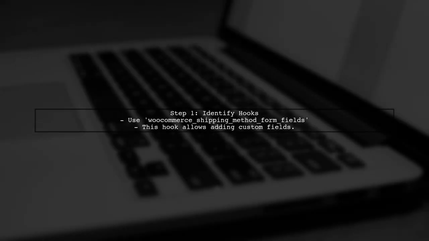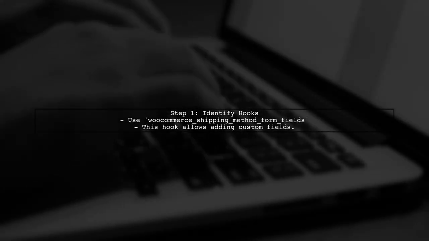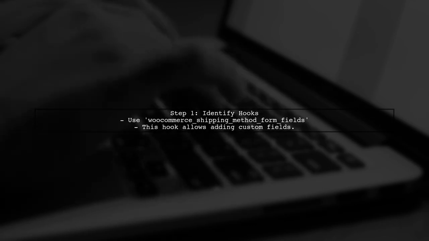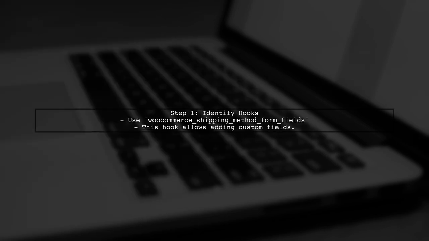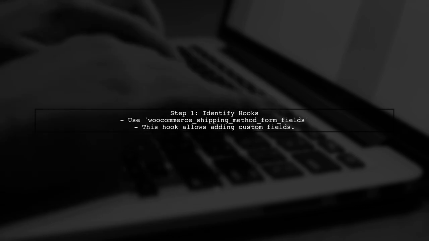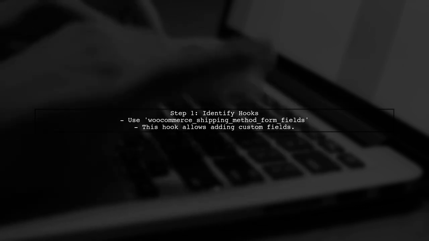Now let's continue on. To add a custom description field in the shipping methods section of WooCommerce, we first need to identify the right hooks to use. The primary hook for adding custom fields in the shipping methods is woocommerce_shipping_method_form_fields.